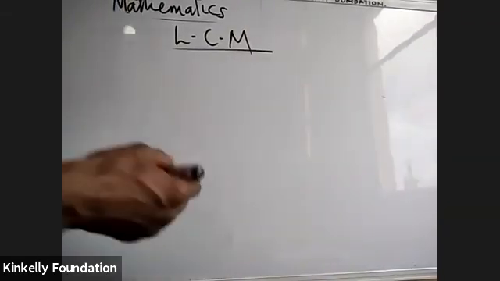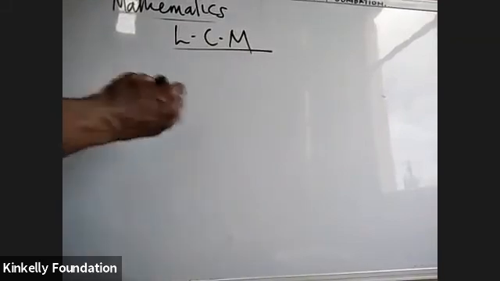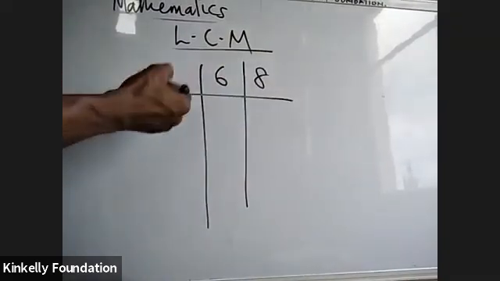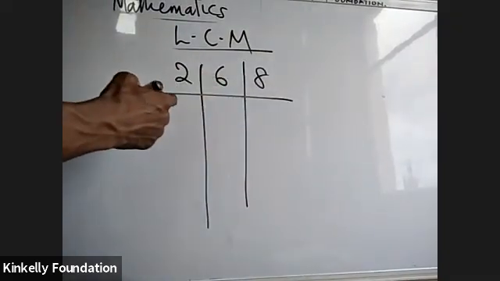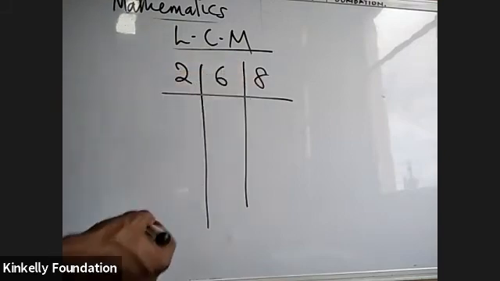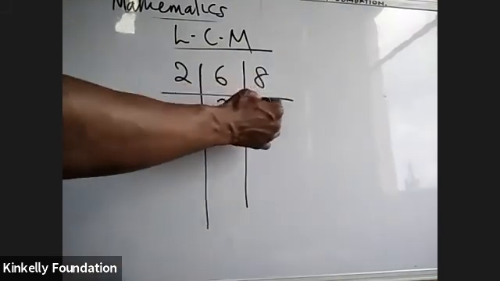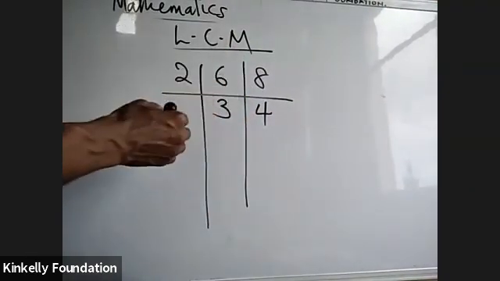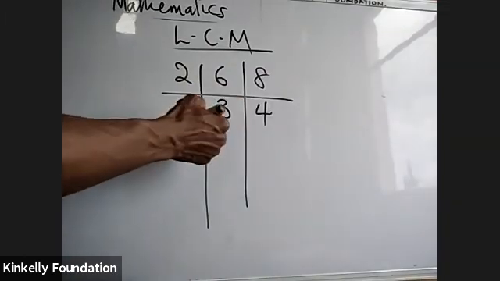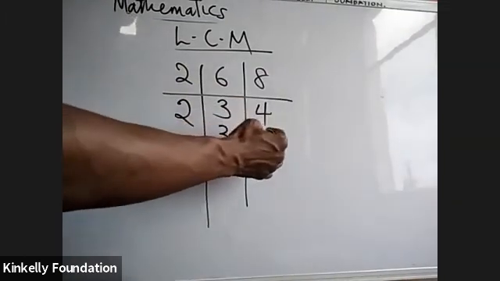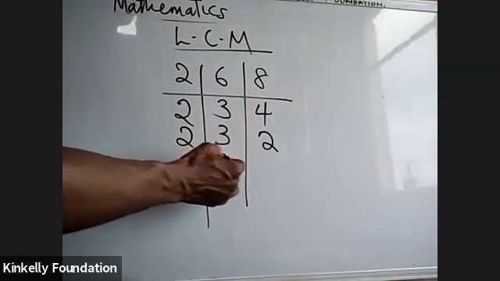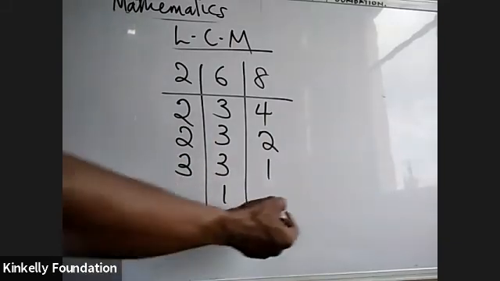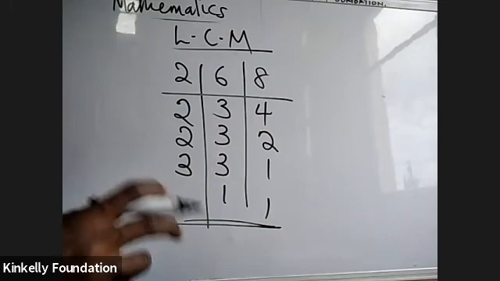In taking the other method of finding LCM, we have 6 and you have 8. You use the least prime, 2, to divide, since they are all even numbers. 2 divides 6, we have 3. 2 divides this, we have 4. You keep on dividing with 2 until you are done with all even numbers that are here. 2 divides this one, you have 2. 2 divides again, bring this one down, 1. Next one is 3. You must get 1, 1 here before you conclude.